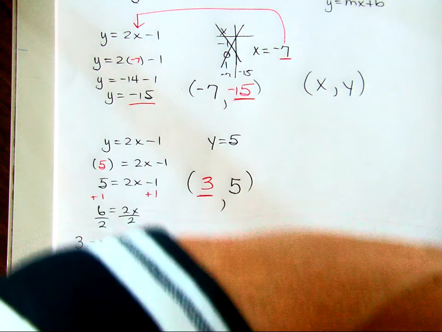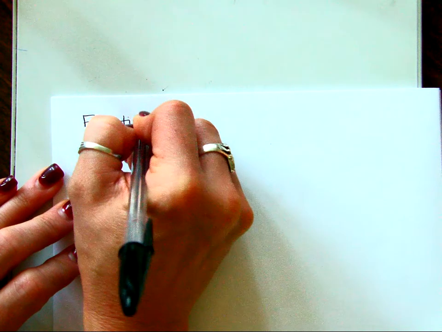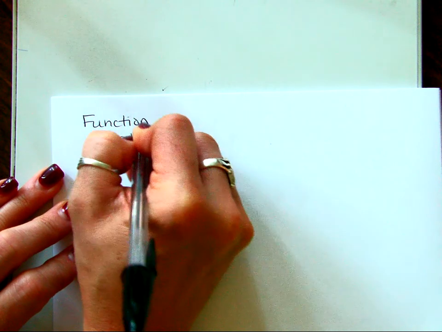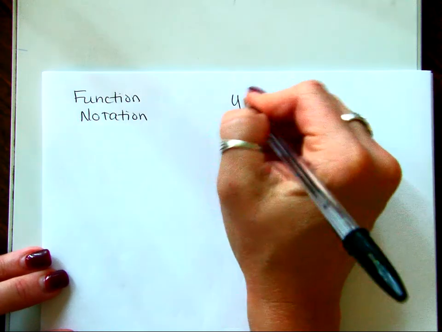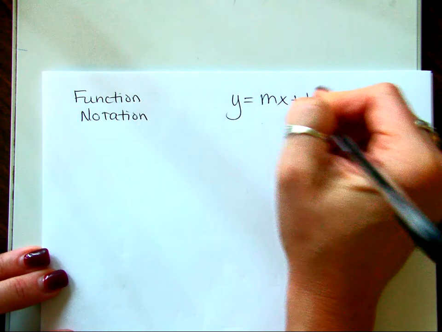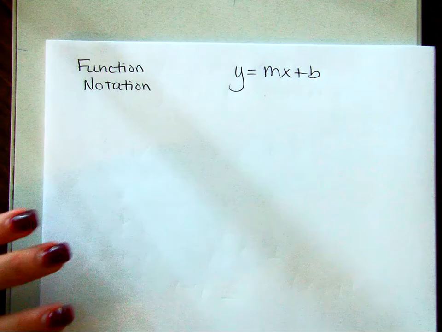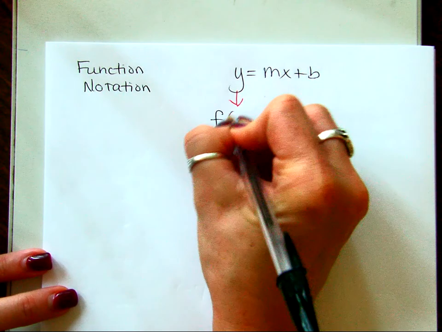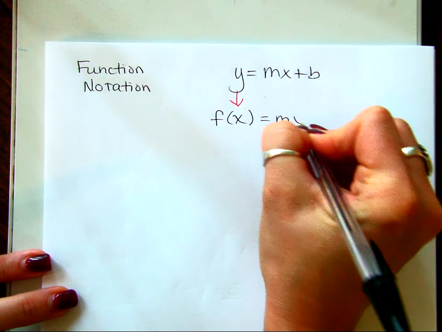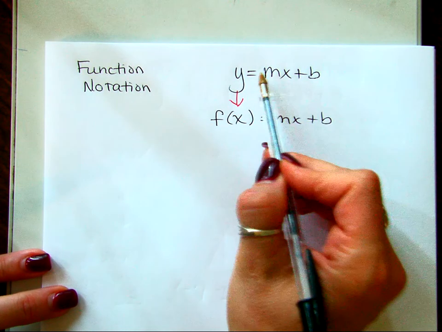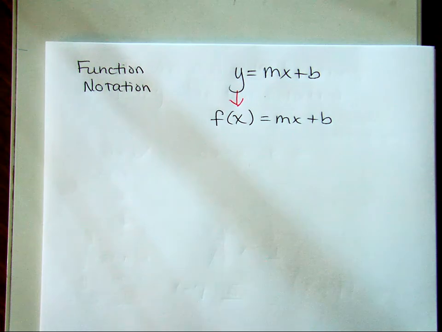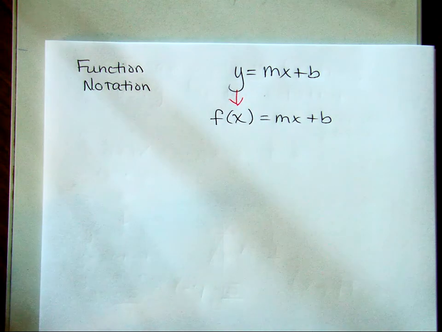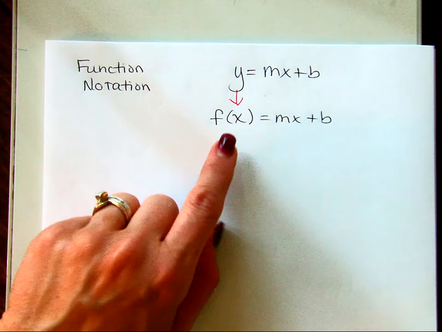So now it's time to talk about what function notation is. So I want you to write that. Function notation. Okay. Function notation is taking the y and replacing the y with something that looks like this. So nothing over here changes. Nothing in my 3x plus 2 or 2x minus 1 changes. It's just the y that changes. The y is being replaced with something that looks like that.